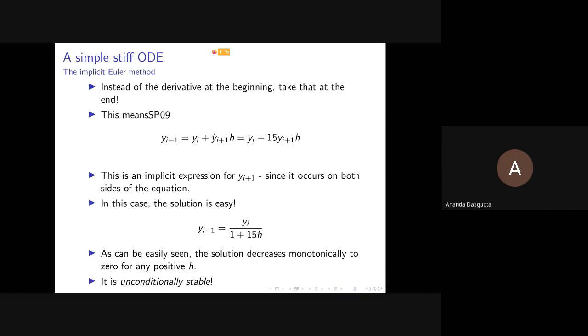So the previous solution, the Euler solution, was conditionally stable. It was stable only when h was less than 1 by 15. When h was between 1 by 15 and 2 by 15, it's still unstable. It gave you oscillatory behavior where there is none in the actual solution. And here it is unconditionally stable. You don't have to insist that h is less than 1 by 15 for this to be stable.